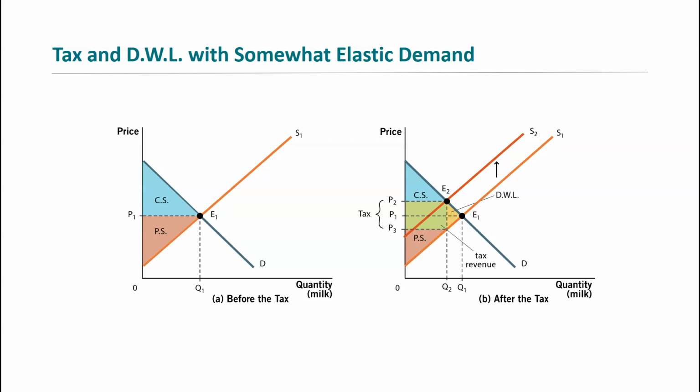This little yellow triangle is where we've lost money or happiness or surplus, right? This little yellow triangle is what over here was consumer and producer surplus. Now it's nobody's surplus. It's lost surplus because of a reduction in the number of transactions.